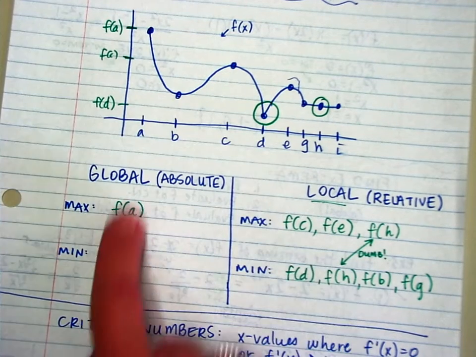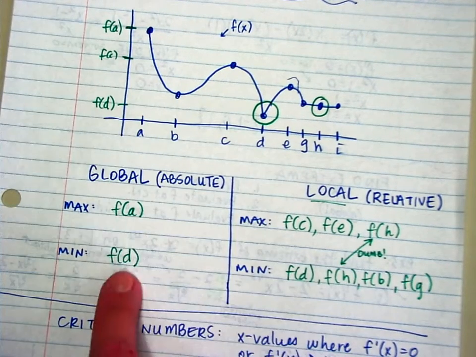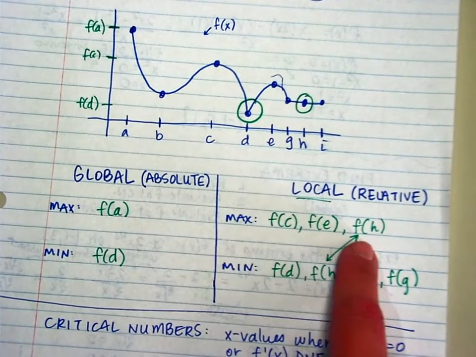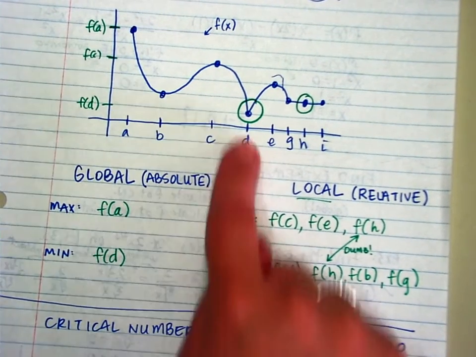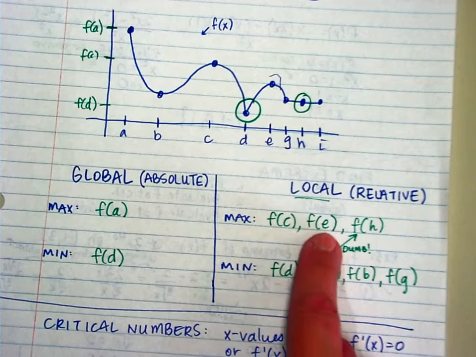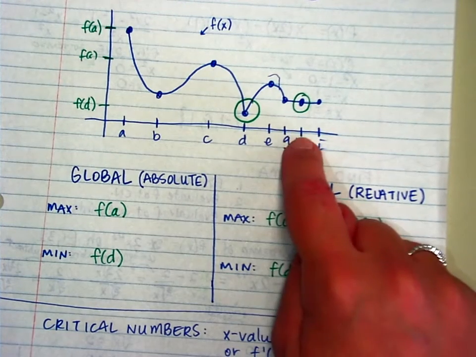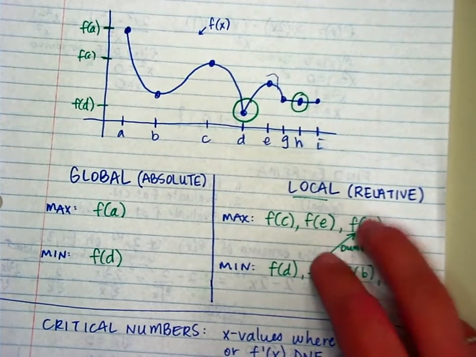So the highest this got was f of a, the lowest that it got was f of d, and then over here, our local extrema are f of c, f of e, those are the two little high points, and f of h, we're actually going to consider one. I'm not so worried about you understanding the f of h thing right now.